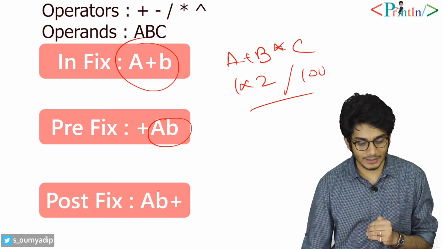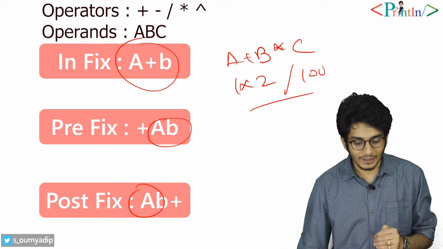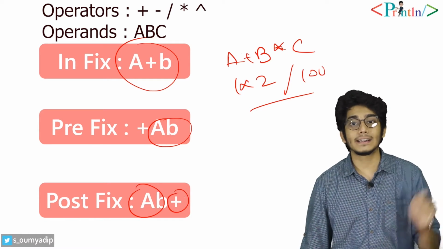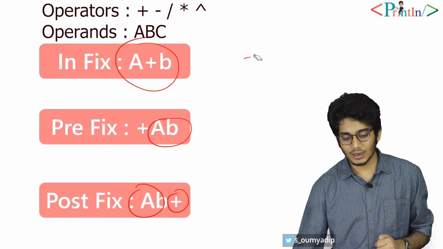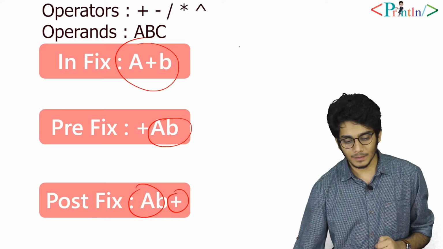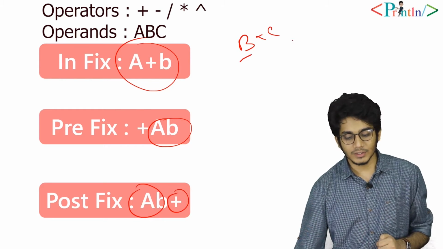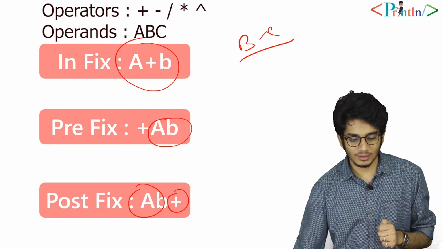So in this case, what are the operands? That is a and b, and after that we have the operator, that is plus. So let's say a plus b into c. So let's say b into c.